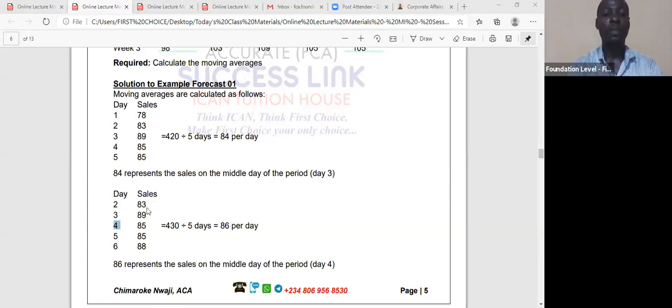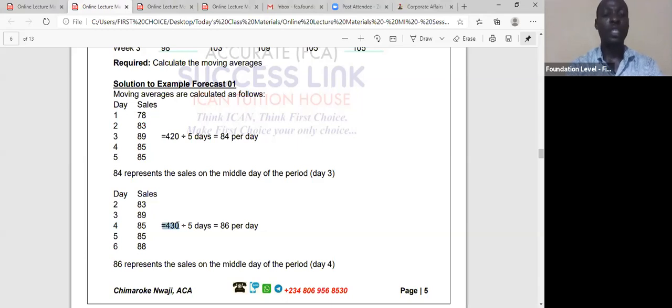Let me tell you something now. How do we know it's day 4 we're going to look at? It is 2 plus 3 plus 4 plus 5 plus 6, which is 20 divided by 5, gives you 4. As a shortcut, you start with 2 plus 6 gives you 8 divided by 2, 4. So you can take the shortcut.